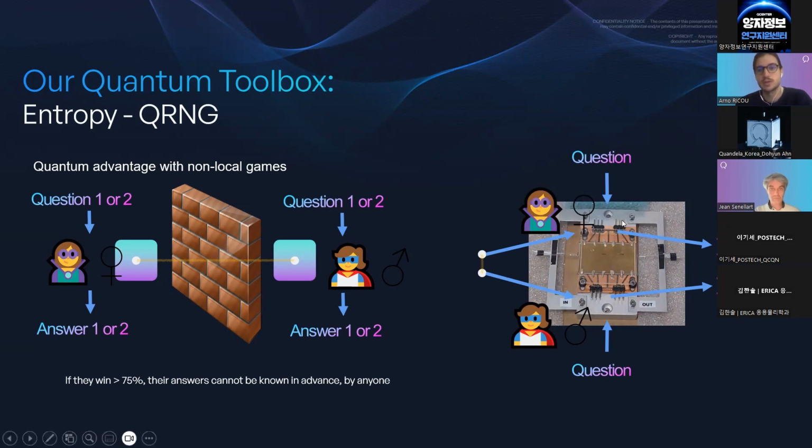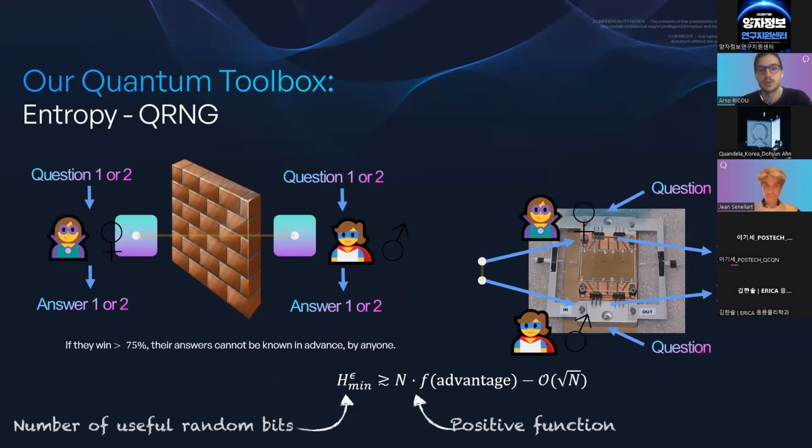We implemented it on the chip where Alice and Bob are represented by modes. So Alice is 1 qubit, Bob is another one. And each of the answers they give will give us random numbers, to then use for cryptography, in Monte Carlo and so on.